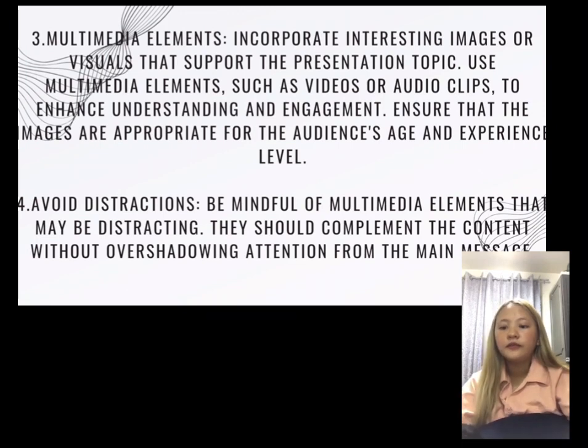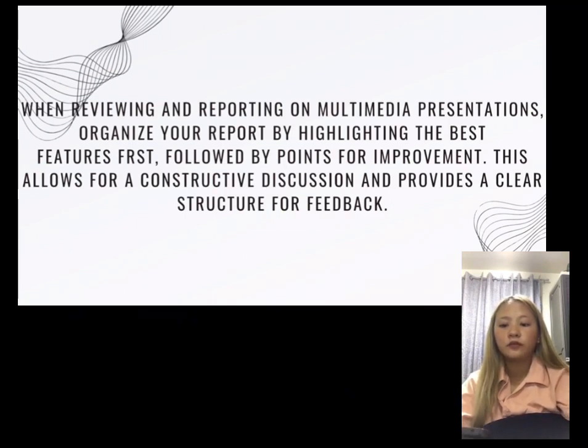Third is multimedia elements. So incorporate interesting images or visuals that support the presentation topic. Use multimedia elements such as videos or audio clips to enhance understanding and engagement, and also ensure that the images are appropriate for the audience age and experience level. And the last one is avoid distraction. So be mindful of multimedia elements that may be distracting. They should complement the content without overshadowing attention from the main message.